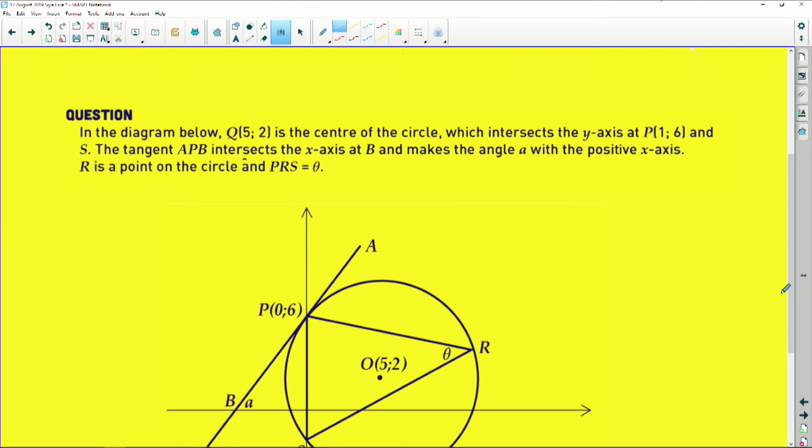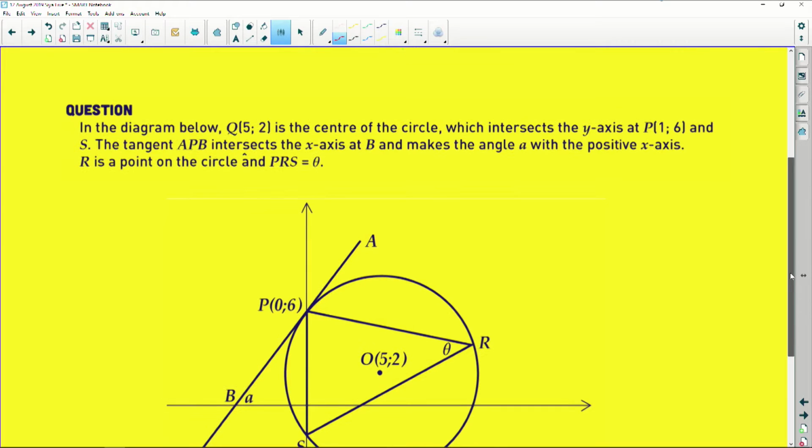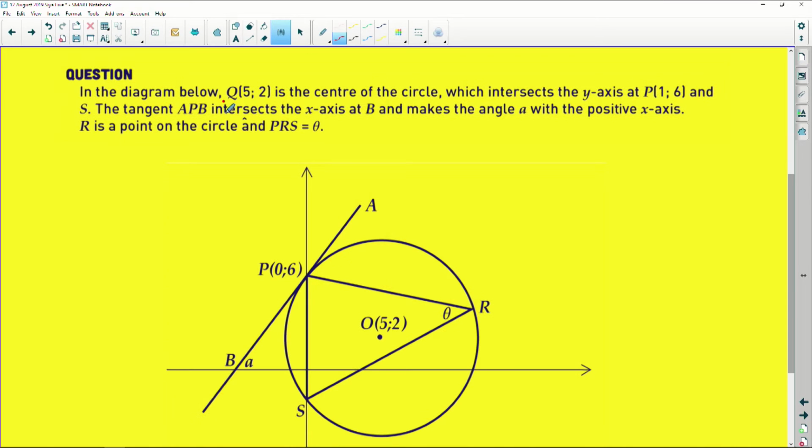In the diagram below, Q is the center of the circle, which intersects the y-axis at P and S, respectively. So, what do I have? I have Q as being the center of the circle, and it intersects the y-axis at P and S.